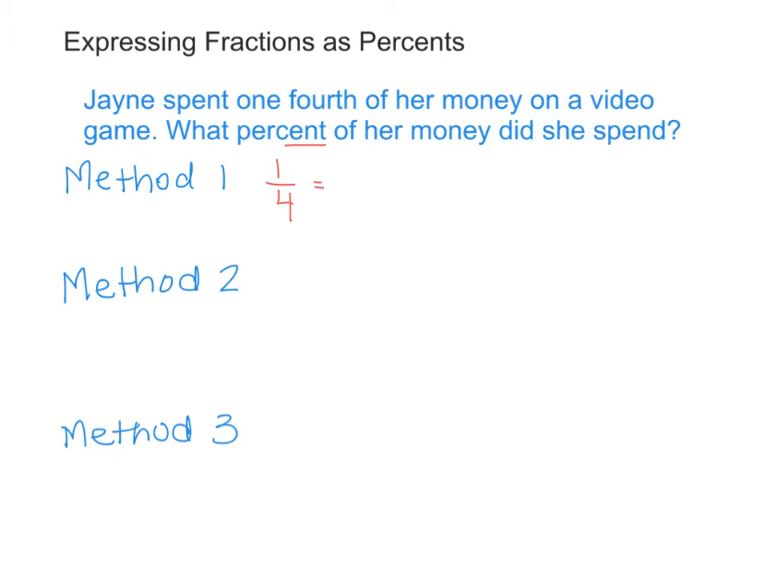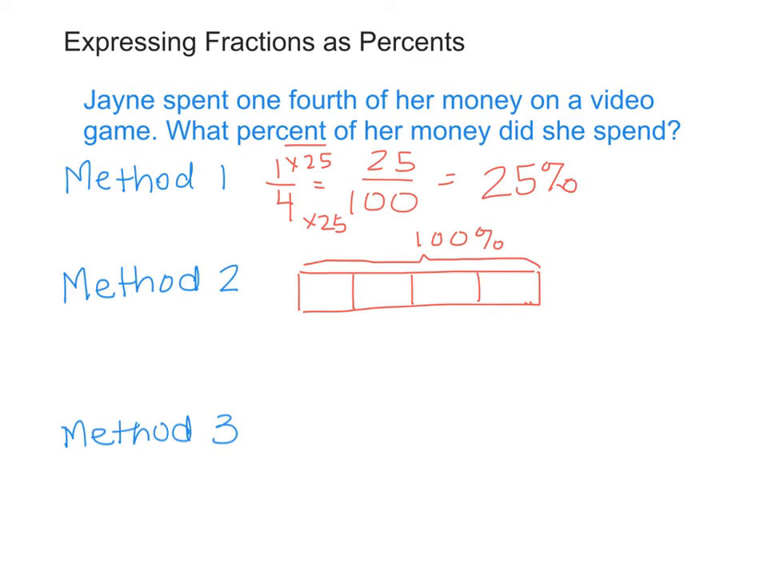Percent means per hundred, so we change it to hundredths. So 4 times 25 is 100, so 1 times 25 is 25. 25 per hundred is 25%. So she spent 25% of her money.